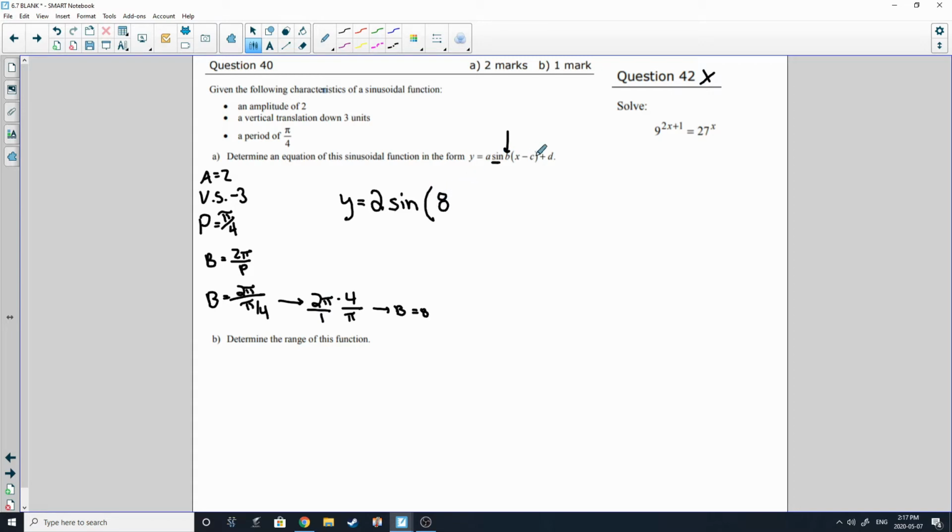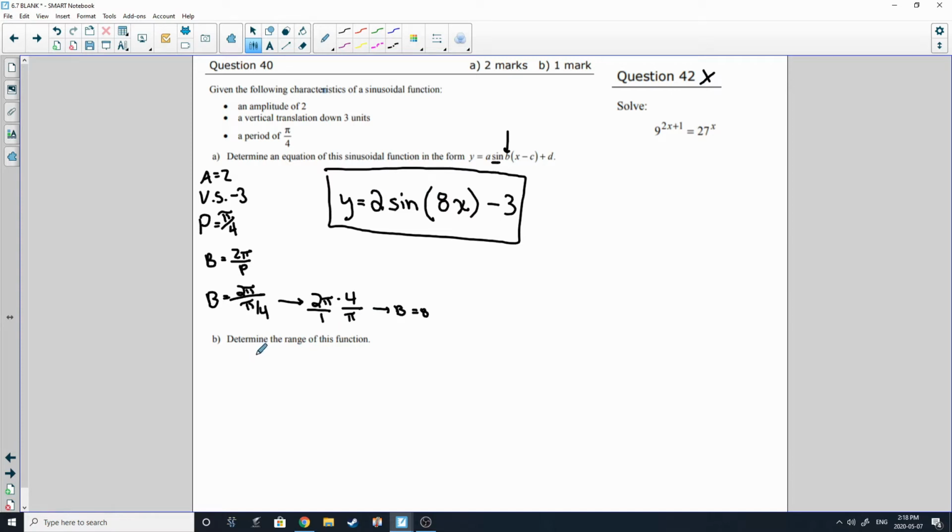Now there is no c term, right? So there is no horizontal translation. So we can just write 8x. And then plus d. Well, the vertical shift was 3 units down, so we subtract 3. So there you have it for 2 marks. I do believe, I remember this one from the exam, the 8 is worth 1 mark, and then I think it was half a mark for the amplitude, and then the vertical shift down.